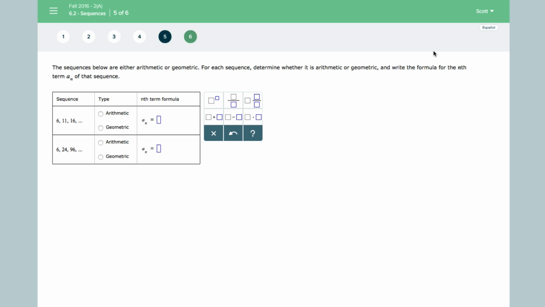All right, so we need to decide if these sequences are arithmetic or geometric. Arithmetic has a common difference, or it adds and subtracts. Okay, geometric has a common ratio, which means it either multiplies or divides.